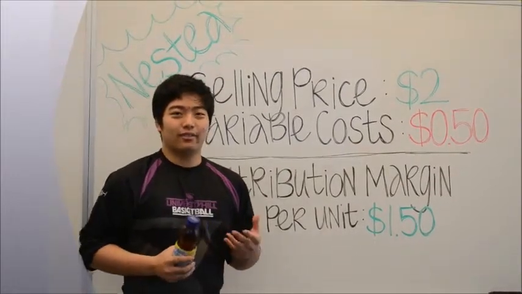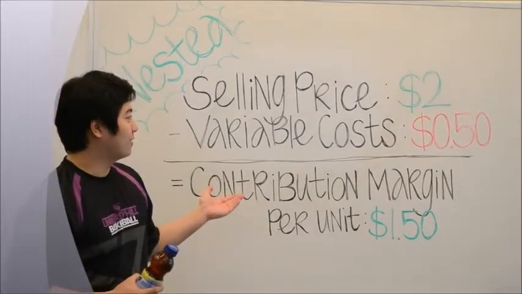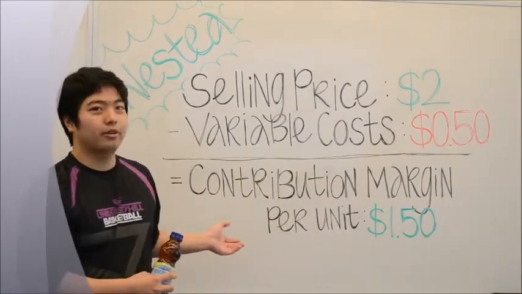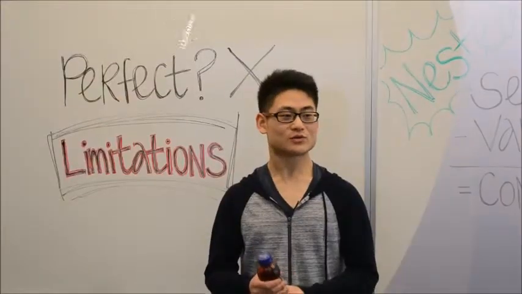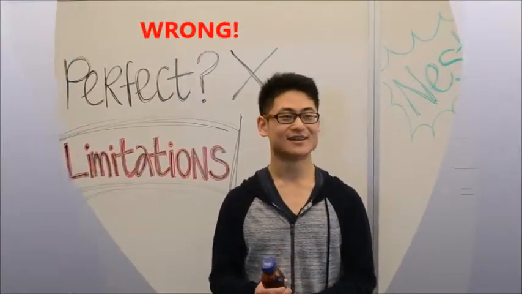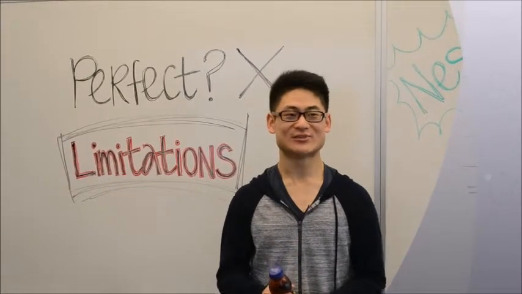So if we say all these variable costs add up to 0.5 cents, our contribution margin per can will end up being $1.50. Contribution margin seems perfect, right? Wrong! Yes, contribution margin has its limitations.